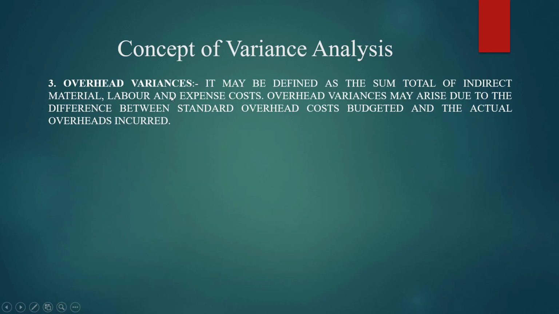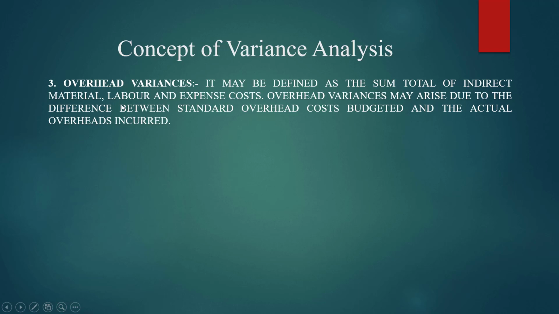Next is overhead variance. Again, this is the next element of cost variances, that is overhead variance. First is material, labor and overheads. Under this overhead we will be seeing only the indirect parts of the cost, that is indirect material, indirect labor, indirect expenses. All these will be coming under the overhead variances.